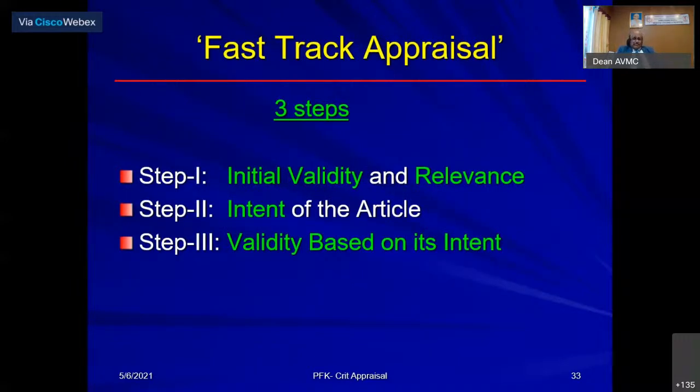So this is a 3-step process, fast track appraisal. First step is initial validity and relevance. That is, whether the article is relevant to the situation or not. This is the macro validity: author's credibility, institutional credibility, where it was conducted. They will give the initial validity and relevance. When you do that, try to find out in the second step why the article has been written, or why the study has been done. Intent. Next is very simple, validity based on intent. If you do this, you will certainly not make any gross mistake, I'd say.